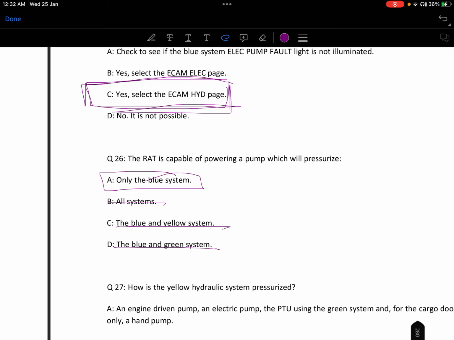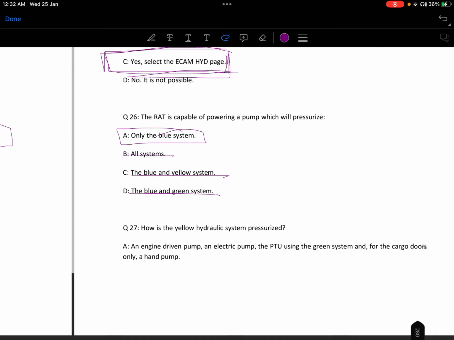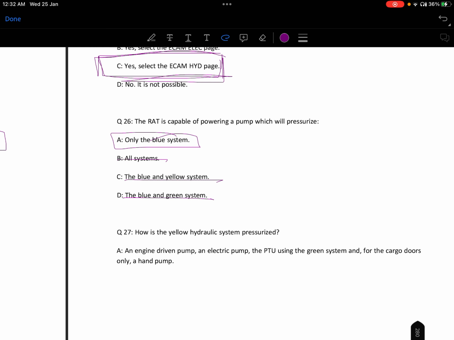The RAT is capable of powering a pump which will pressurize the blue system. Question number 26. RAT is capable of powering a pump which will pressurize the yellow system only. All system wrong, all good, these are wrong answers. RAT can only power blue system only.